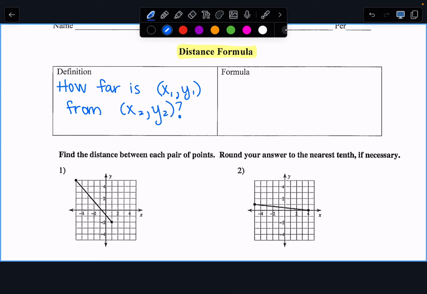We want to know how far is a coordinate from a second coordinate. Ms. Hillman, why are there little ones and twos? Okay. Those are just to say, hey, this represents coordinate number 1. This represents coordinate number 2.